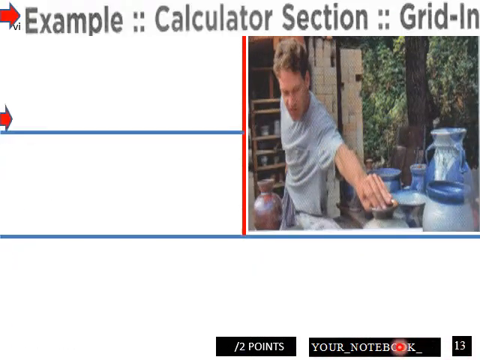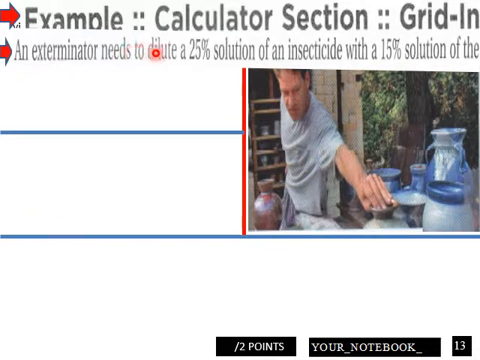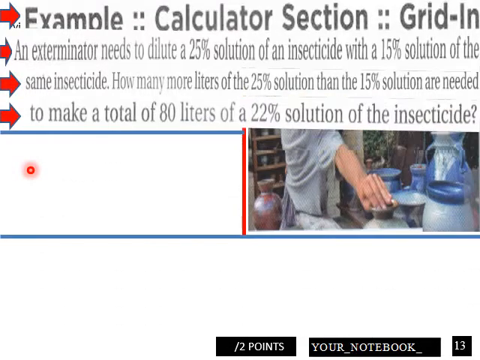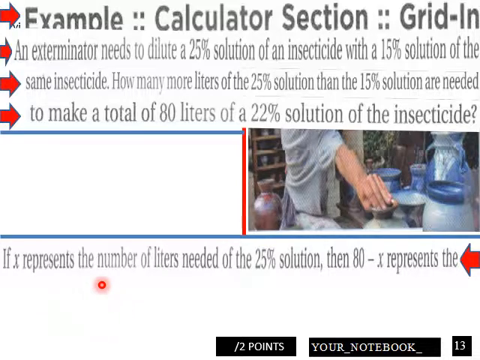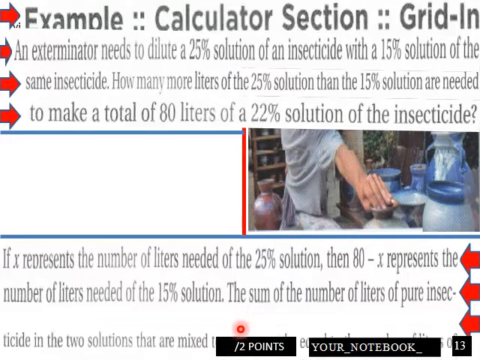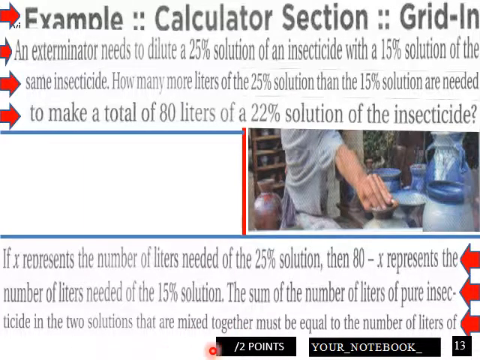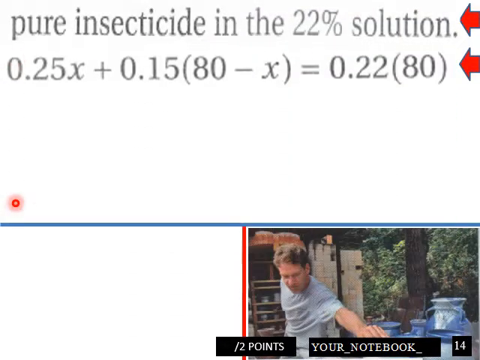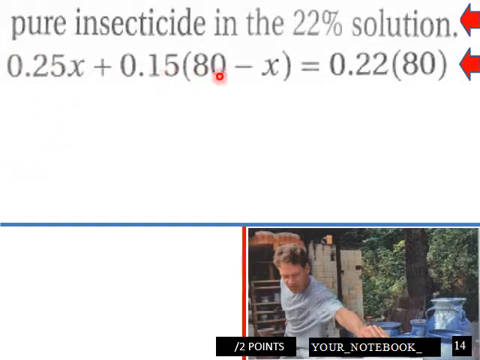Page 13. On our strategies here, exterminator, this is a calc section. It's a dilution problem here. To make 80 liters of 22%. How do we do that? 25% solution, then 80 minus x represents the number of liters needed of the 15% solution. The sum of the number of liters of pure insecticide that are mixed together must be equal to liters of pure insecticide in 22% solution. So we have this set up here.